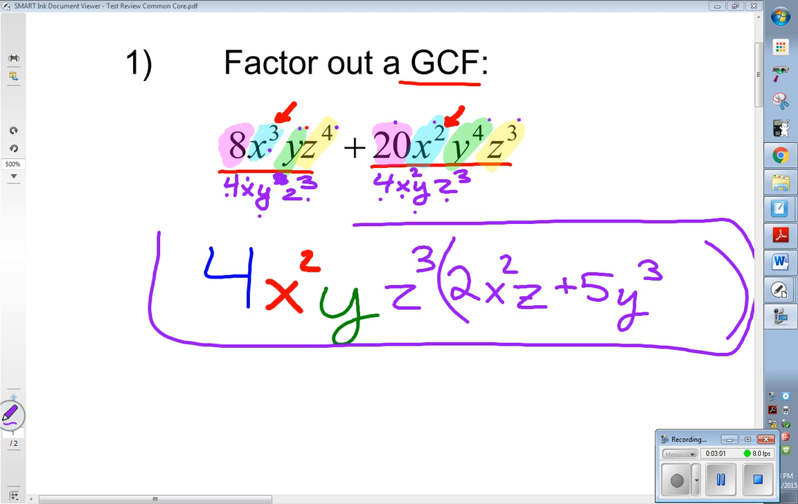This is my answer once I factored out the GCF. What did they have in common? And then divide it out to see what you have left over.